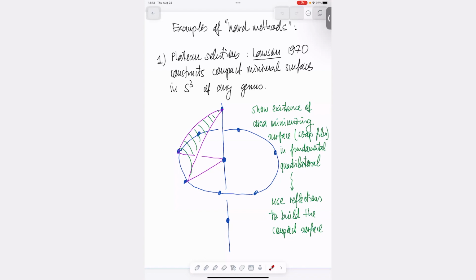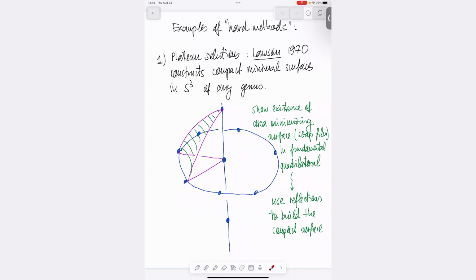And in 1970, Lawson constructed compact minimal surfaces in the 3 sphere of any genus. So in R3, there are no compact minimal surfaces because the soap film tries to contract to a point. So it can't happen, right? So you only have, as I said, non-compact surfaces, but in the round 3 sphere, it's possible to do this. And the equations are non-linear there due to the geometry of the 3 sphere. And he had a nice construction of how to make such surfaces.